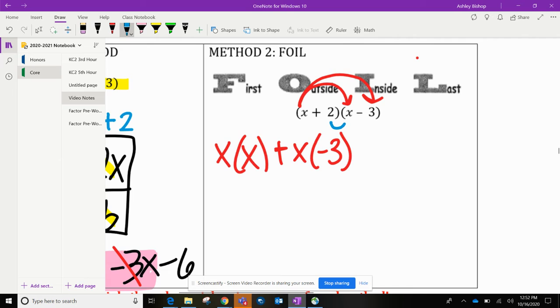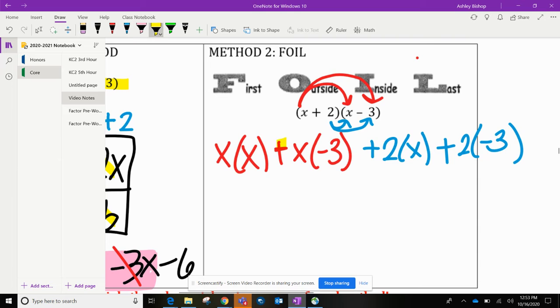Now I know that this 2 needs to get multiplied by each thing. So I'm going to start with that 2 times x, so plus 2 times x. And then I'm going to do it again. That 2 now has to get multiplied by -3, so plus 2 times -3. It is plus each time because everything was positive on the outside of the parentheses. X was positive and 2 was positive. Okay, now I'm just going to clean it up.